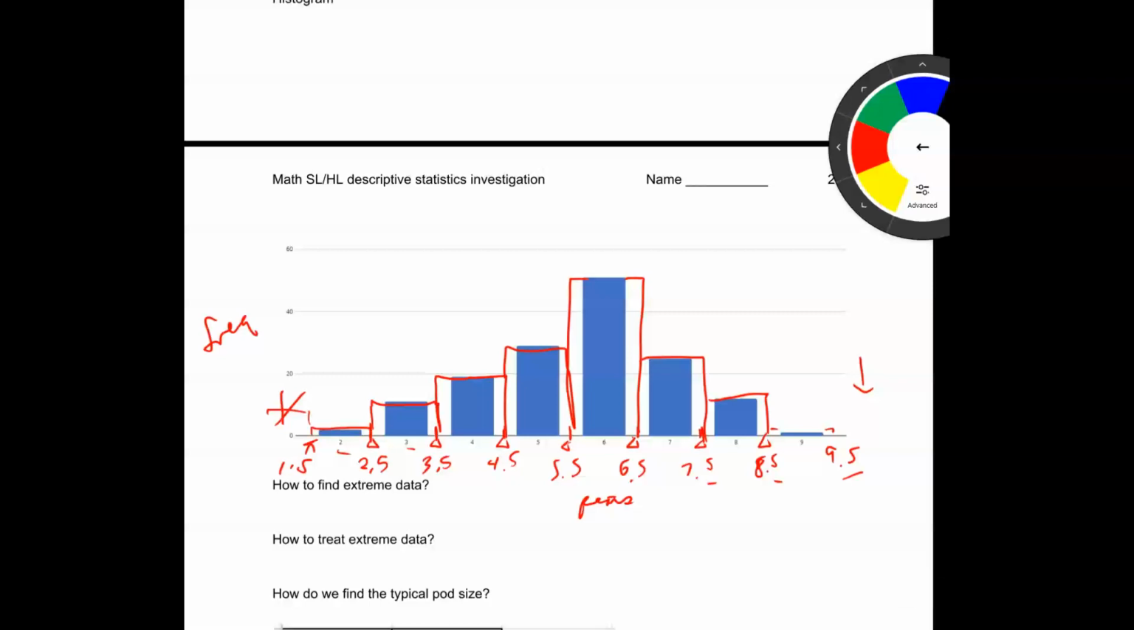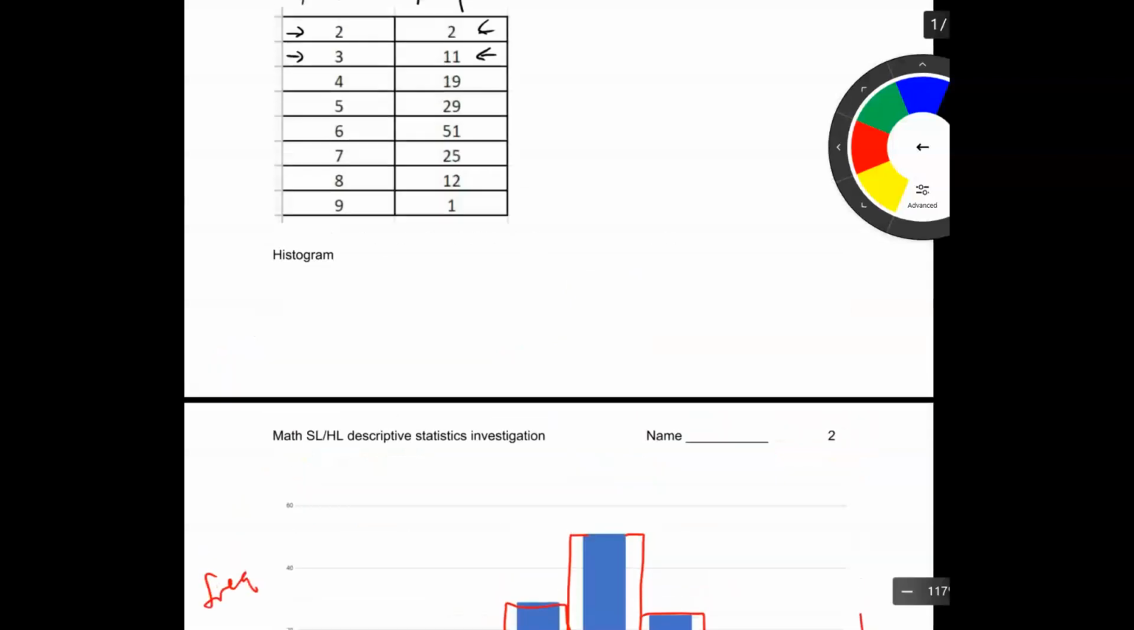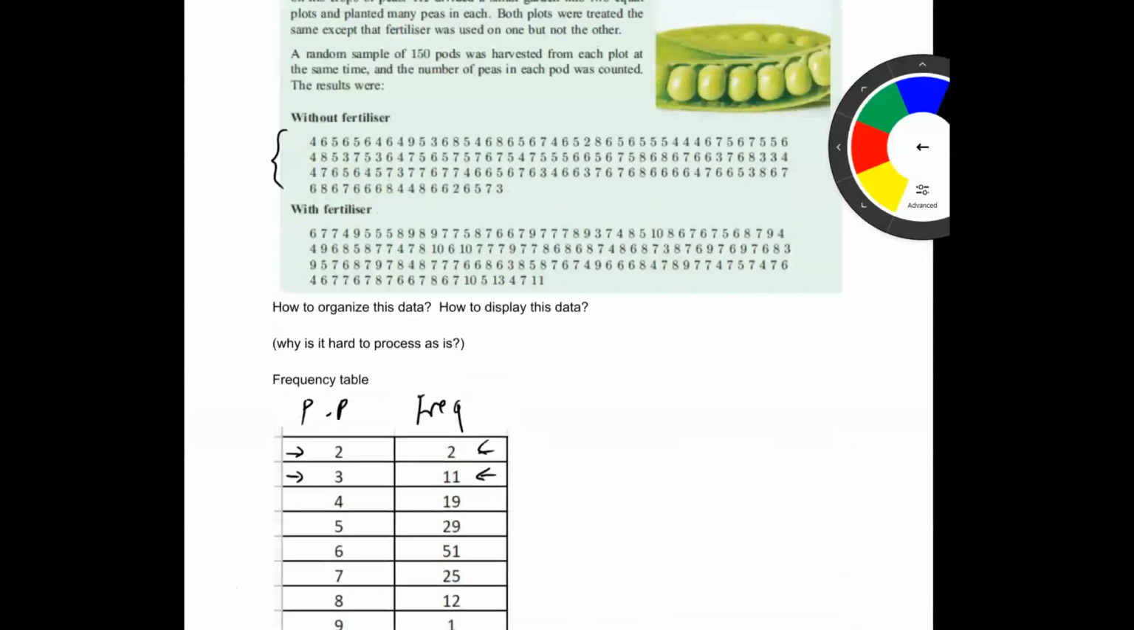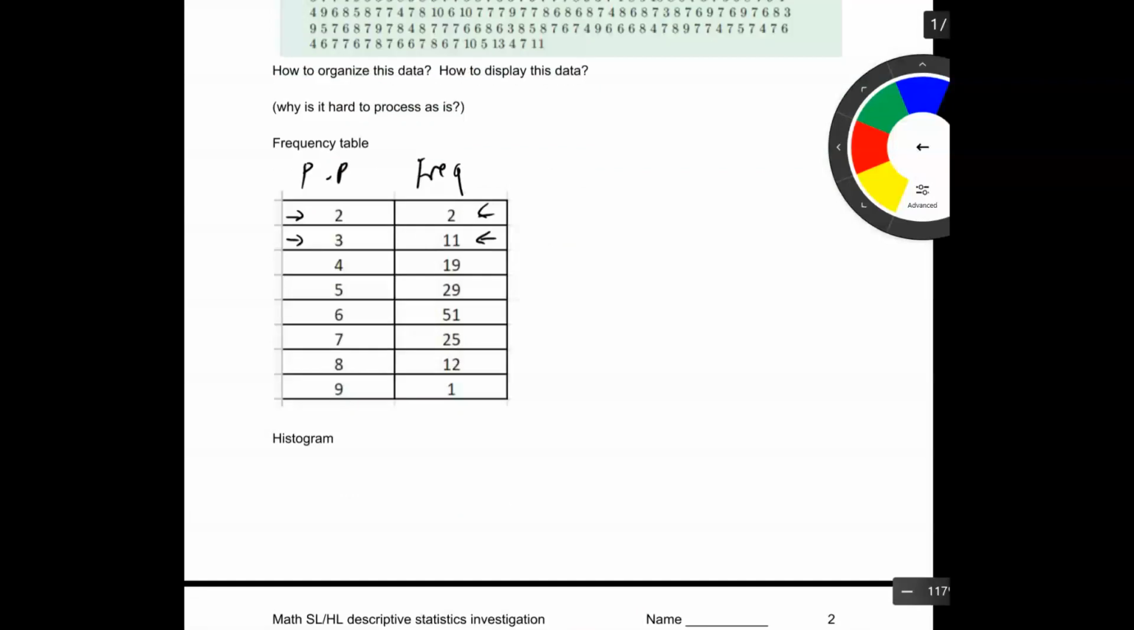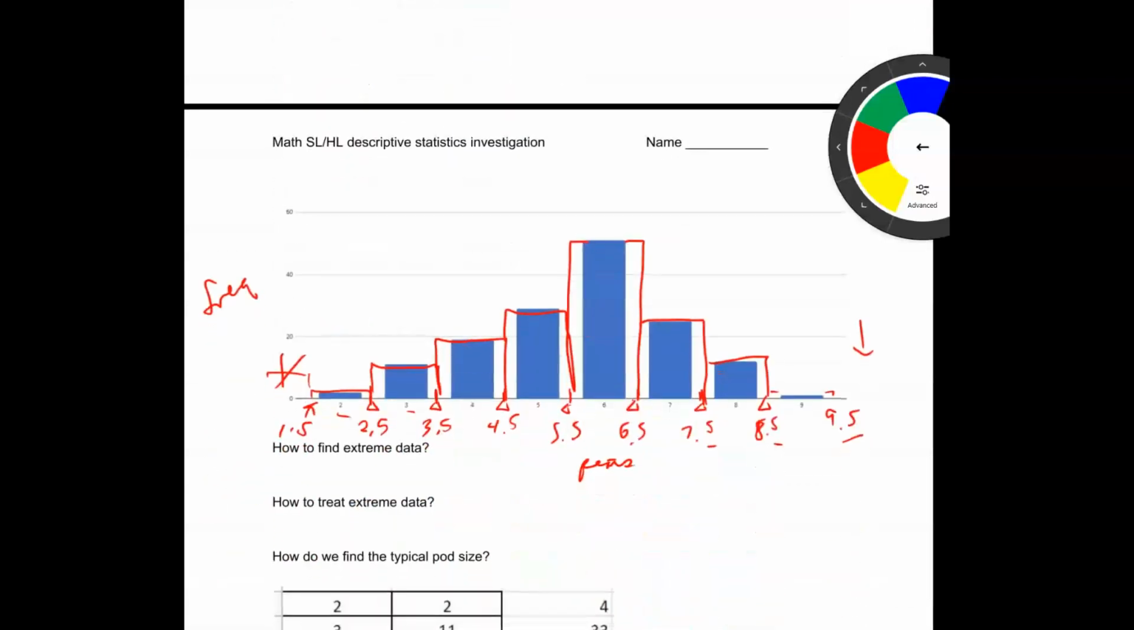How do we find extreme data? Well, again, if you don't have your data organized, it's really hard to see extreme data. Extreme data would be a really high number or a really small number compared to the others. Now, in a frequency table, it's pretty easy to see, right? If I had another line here that was, I don't know, 14, and there was one pod with 14 in it, do you see how that would be an extreme point because it's much higher than 9? Same thing if I had one with 0 in it, okay? So that's how you find extreme data with a frequency table.